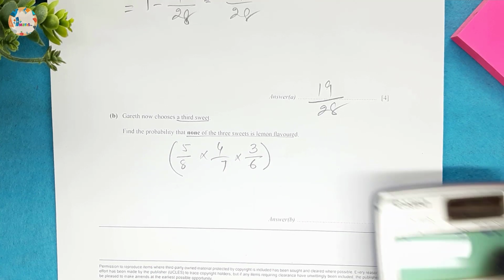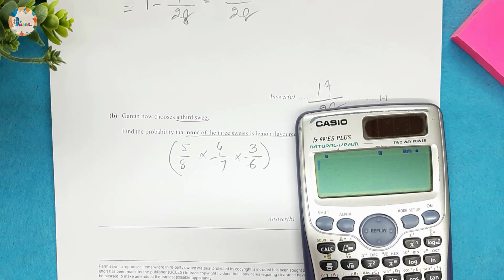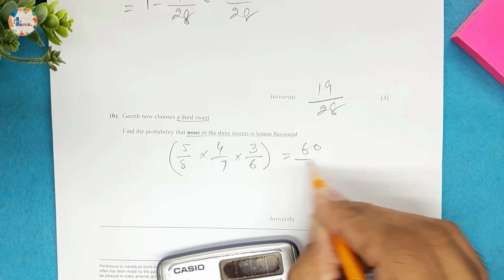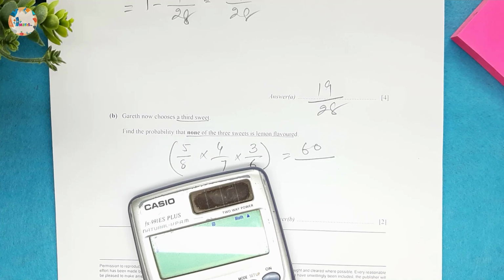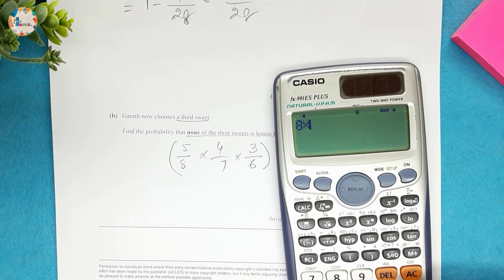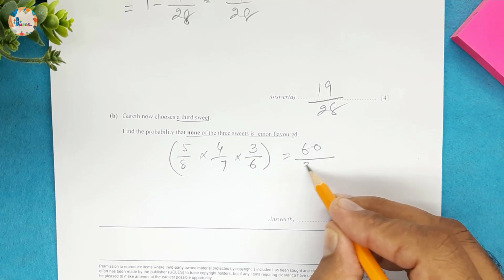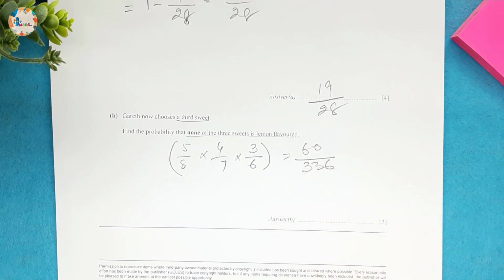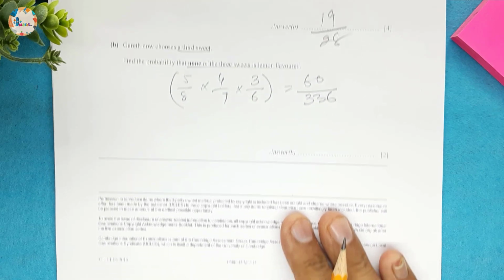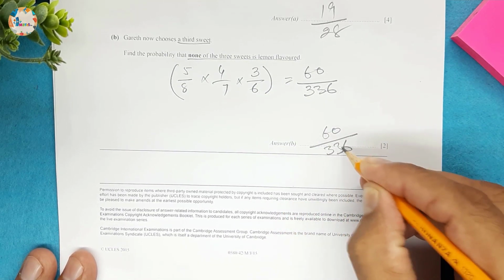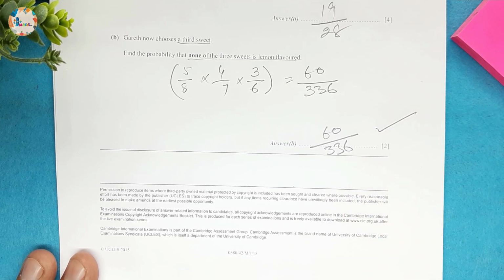So if we multiply all these things, we will multiply this into this into this. So 5 into 4 into 3, this will be equal to 60. This will be equal to 60 over 8 into 7 into 6, 8 into 7 into 6, this will be resulting to 336. So unsimplified probability we can write here 60 over 336. Hopefully you understood this also.